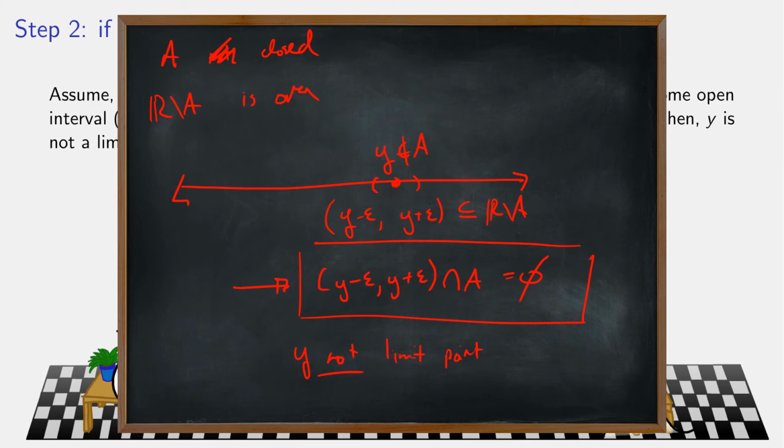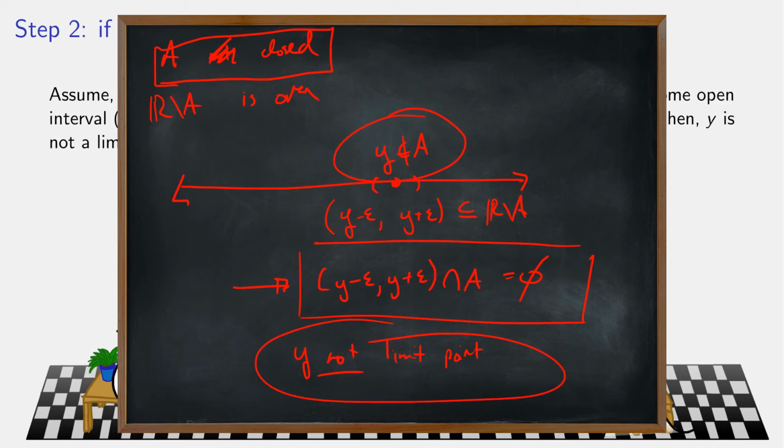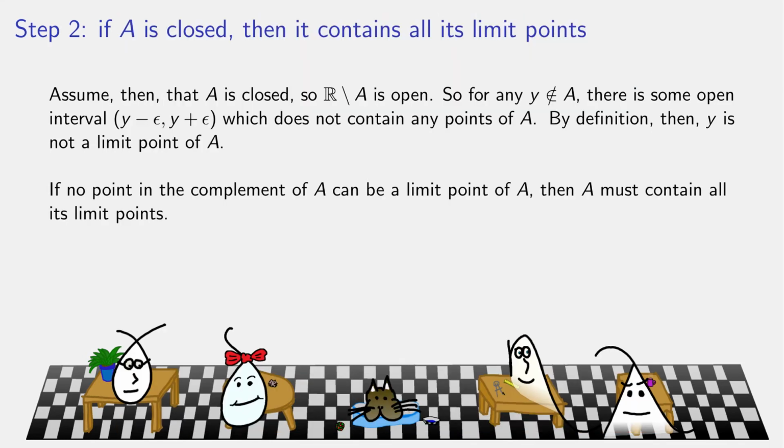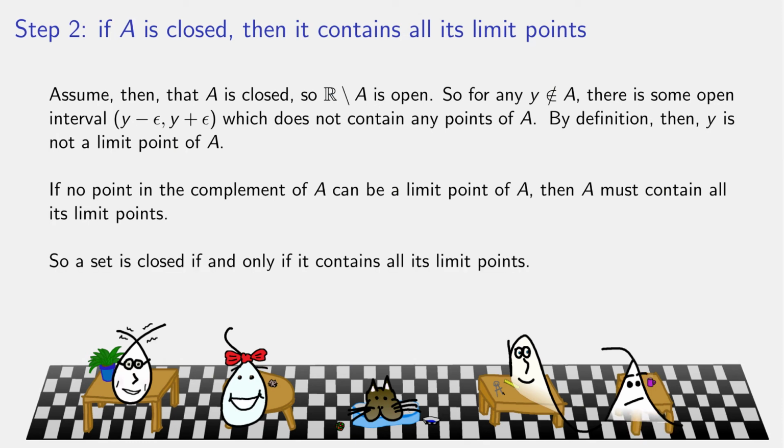So if A is closed, every point in the complement is not a limit point. Any point in the complement you start with cannot be a limit point of the set. Therefore, all the limit points don't belong to the complement, and if they don't belong to the complement, they belong to the set. So if no point in the complement of A can be a limit point of A, it must contain all its limit points, and we've proved both directions. A set is closed, which by definition means its complement is open, if and only if the set contains all limit points.